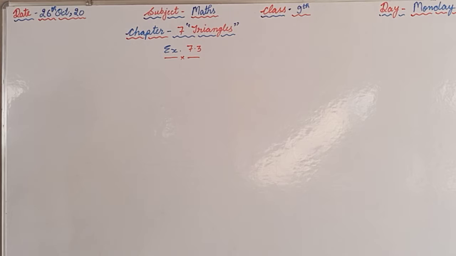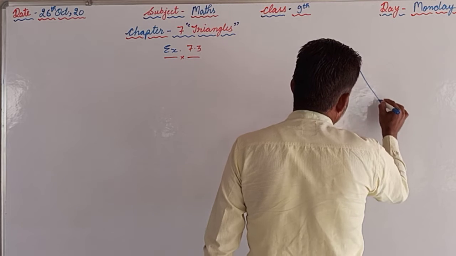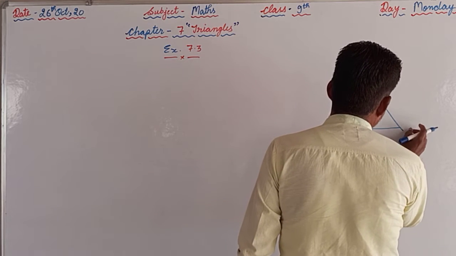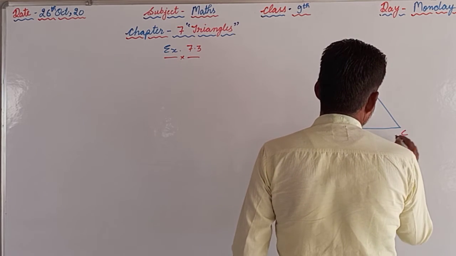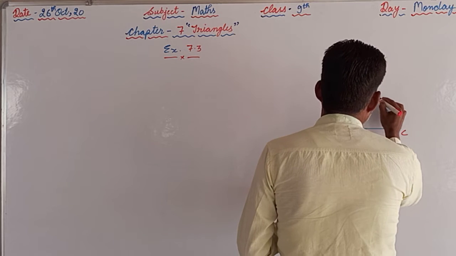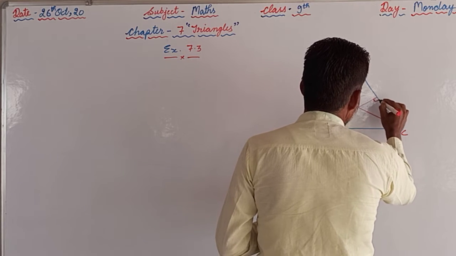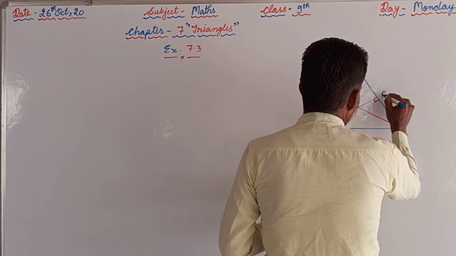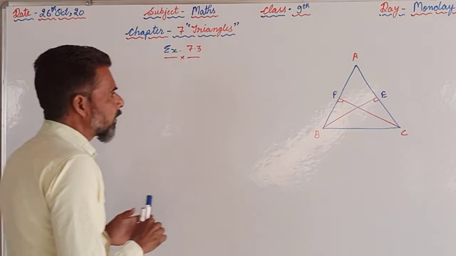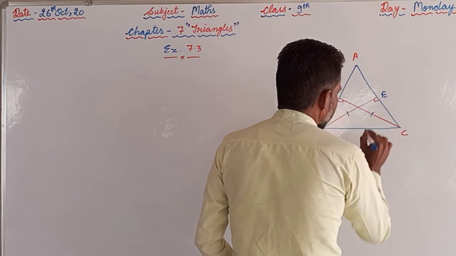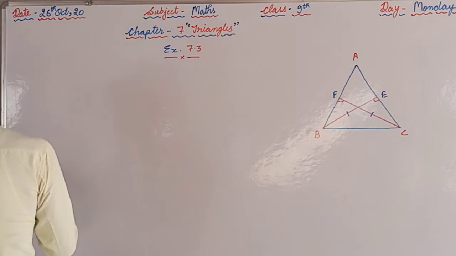Now, any triangle is given like this. That is A, B, C and BE and CF are the altitudes. Altitude means perpendicular. BE and CF are two equal altitudes, means their length is equal. Now we are supposed to prove that the triangle is isosceles. That is question number 4.